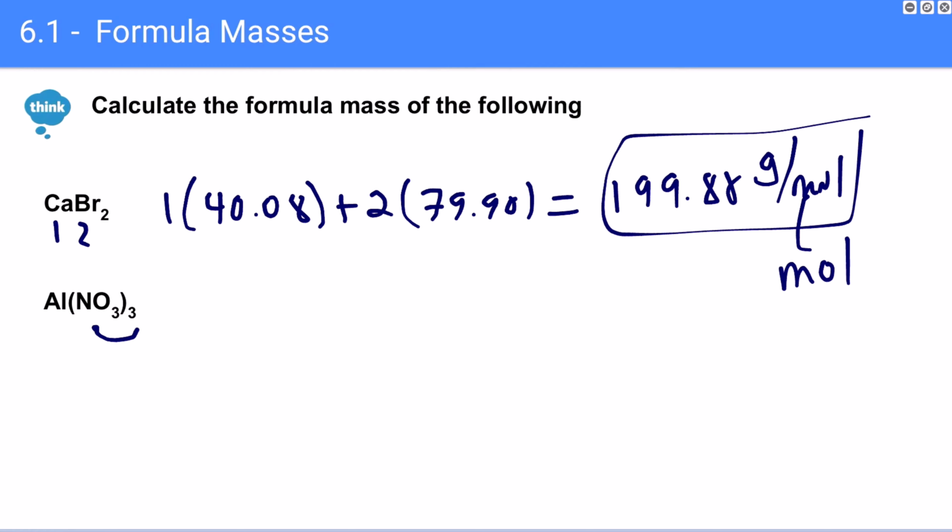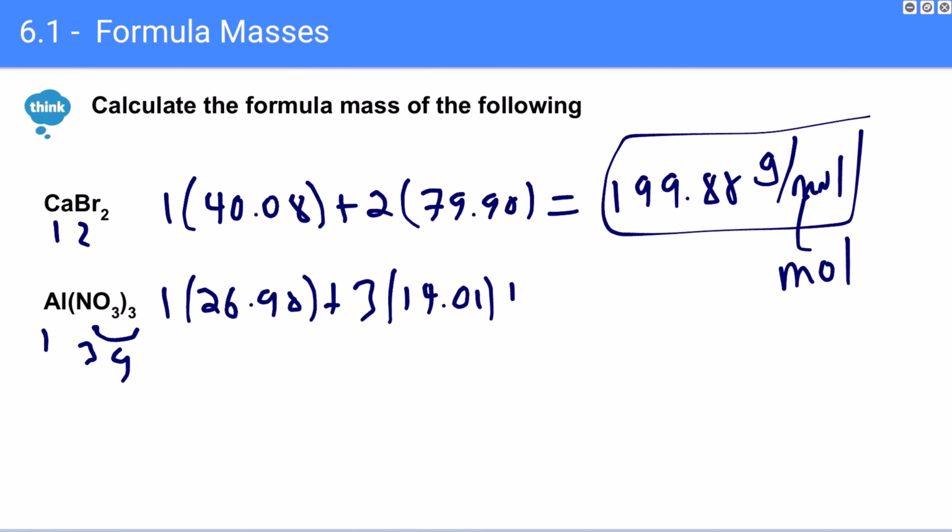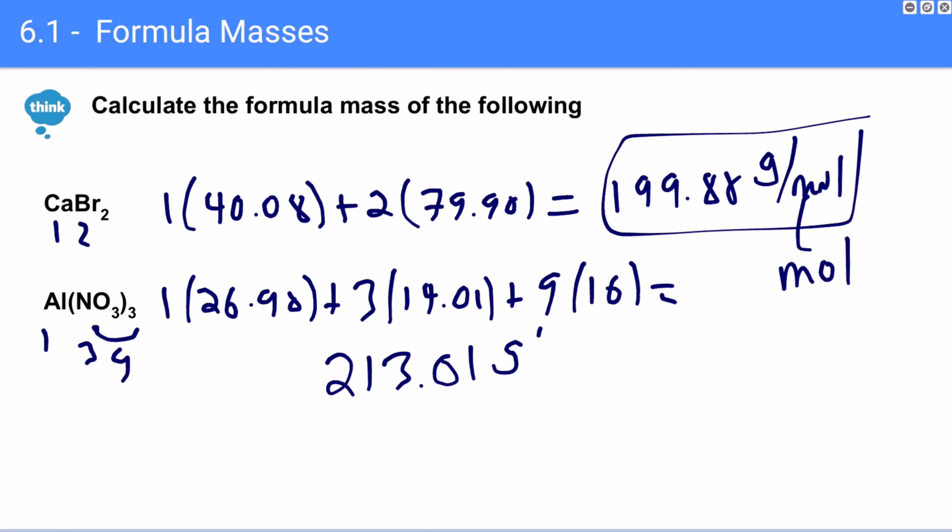Al(NO3)3, remember that's distributive property of math there. So we have 1 aluminum, 3 nitrogens, and 9 oxygens. So 1 aluminum at 26.98. 3 nitrogens at 14.01. And 9 oxygens at 16. And we just simply plug those into our calculator and solve. And we end up with 213.01 grams per mole.